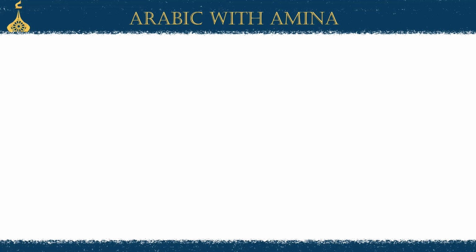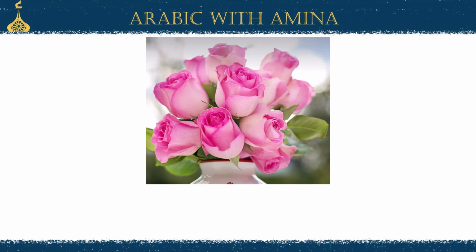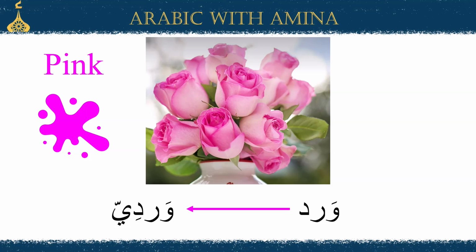Now for something a little different. Look at this picture of pink roses. Isn't it beautiful? The word for roses in Arabic is ward. Based on our pattern for the colors of objects, can you figure out how to make the color pink? How can we transform this word into the color pink? That's right. We simply add the letter ya to the end, so it would be wardi, which is pink.